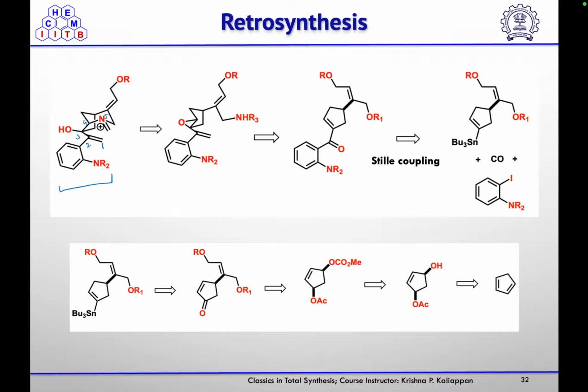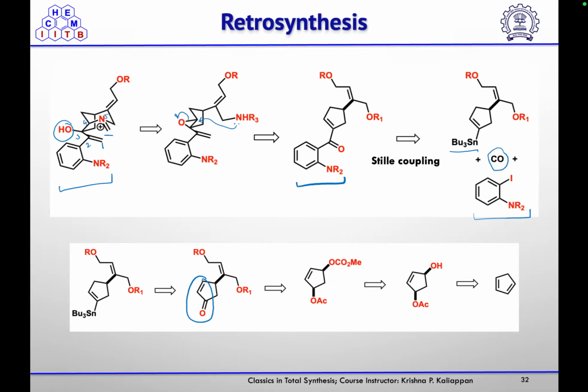Then here that nitrogen will open this epoxide to get the corresponding alcohol, and then this on reaction with formaldehyde will form this imine. So then this epoxide could be obtained from the corresponding enone, and this enone they are planning to get by doing a carbon monoxide mediated Stille coupling from this vinyl tin compound and this aryl iodide. And this vinyl tin compound further could be obtained from the corresponding enone by reduction followed by enolate formation and then installation of that tin compound.